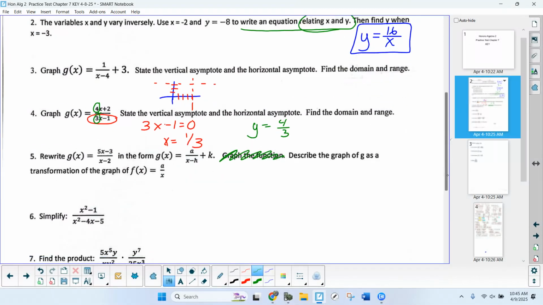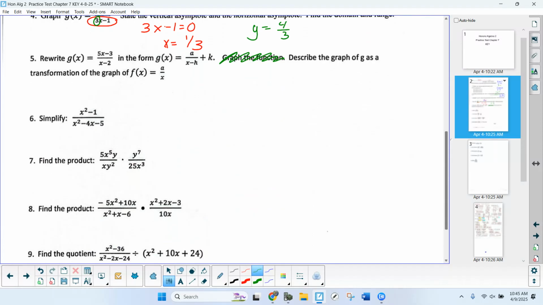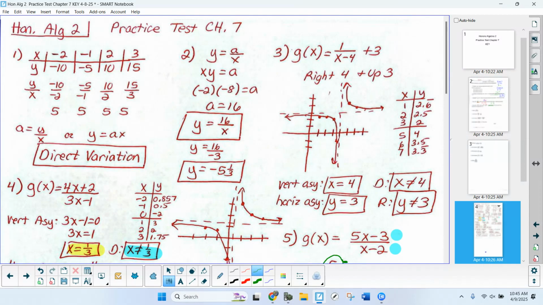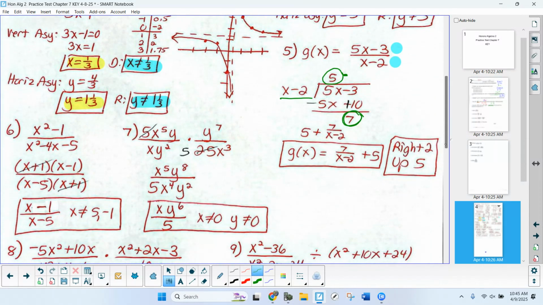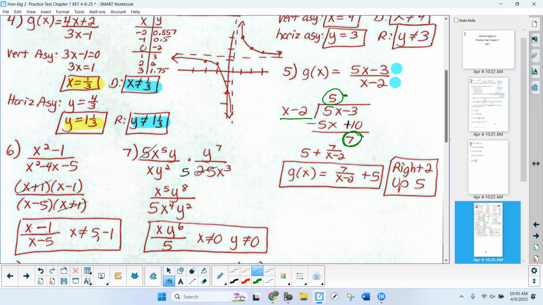All right, 6. Simplify. When you simplify, what do you guys really do? You factor and you cancel. So notice on number 6, x squared minus 1, difference of squares, denominator, trinomial a is 1. What multiplies to give you negative 5 and adds to give you negative 4? I canceled the x plus 1s, but before I cancel, I had to say x can't be 5, x can't be negative 1.